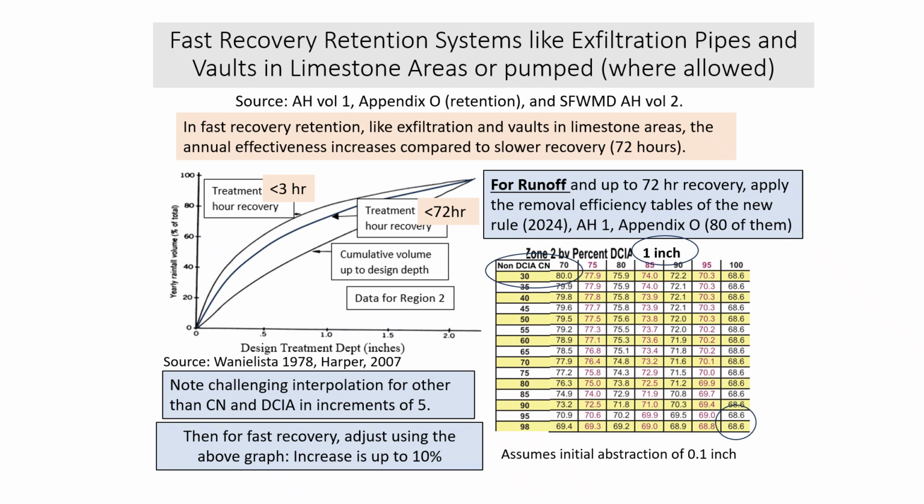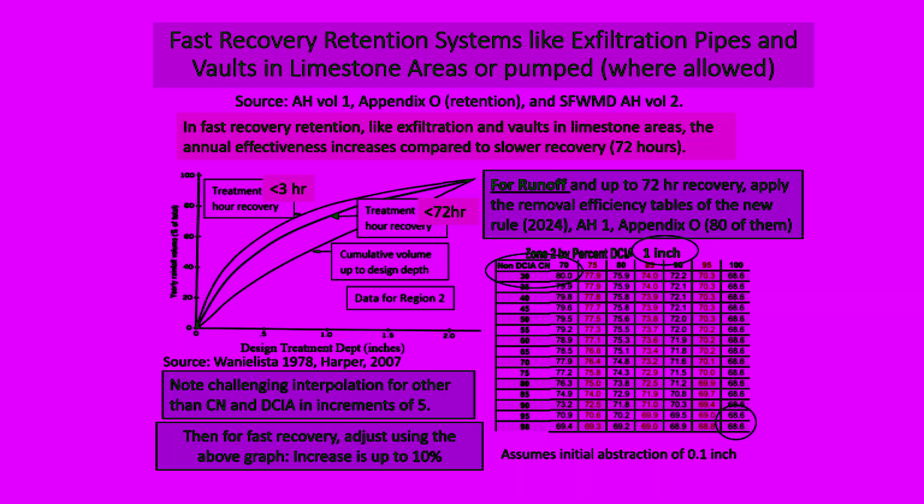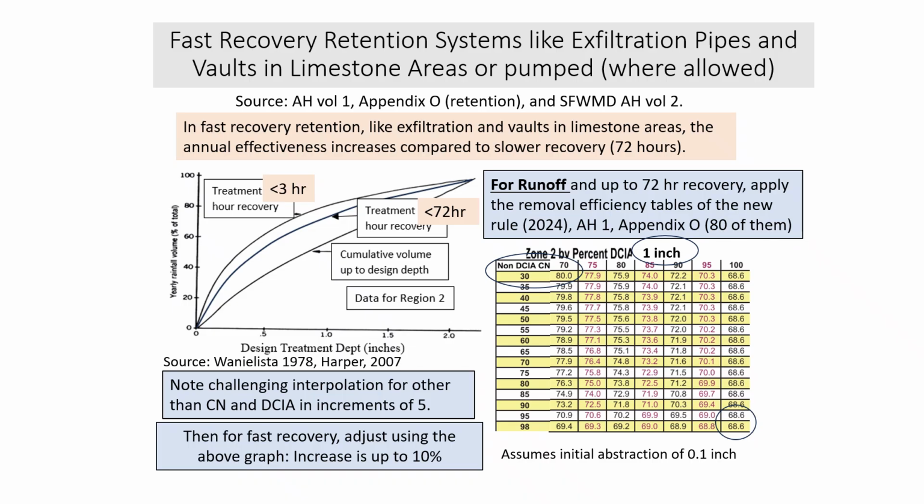To determine the effectiveness, you'll first apply the removal efficiency tables outlined in the new 2024 rule, specifically in the Applicant's Handbook Volume 1, Appendix O. There are 80 such tables that cover runoff scenarios with recovery times up to 72 hours.